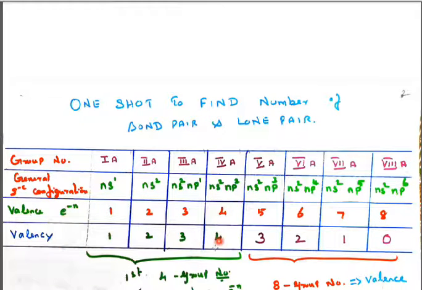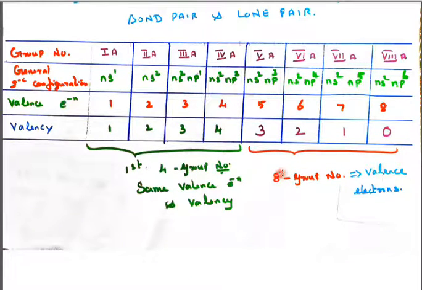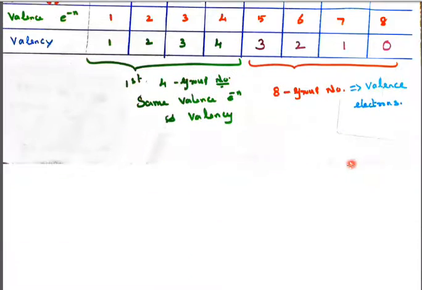The group number is equal to the valence electrons. For groups 1 to 4, valence electron and valency are the same. But from 5 to 8, subtract that group number from 8, so you will get the valency. So 3, 2, 1, 0 is the valency of the 5A, 6A, 7A and 8A groups.